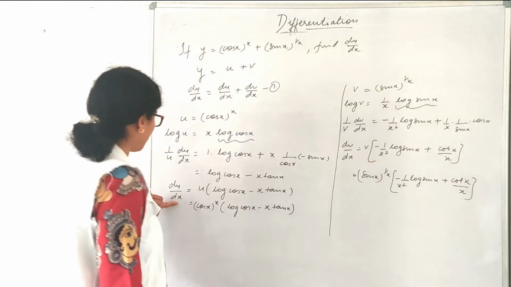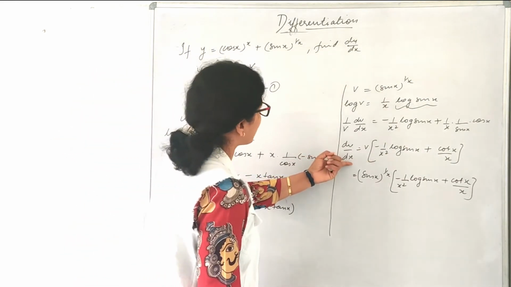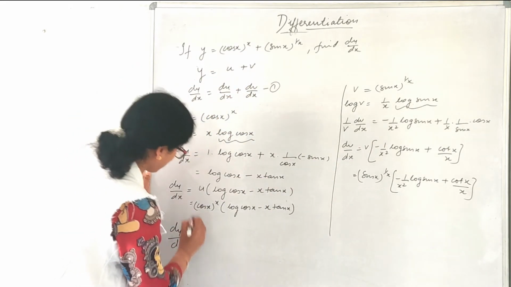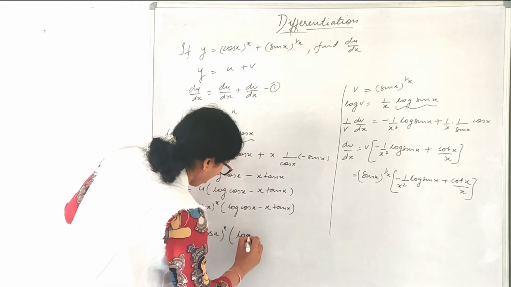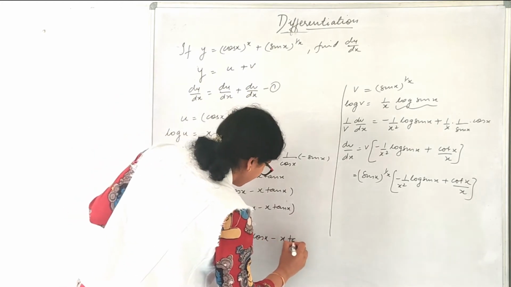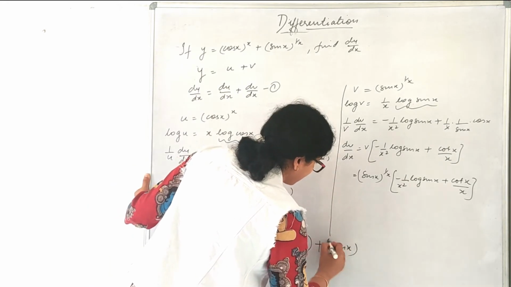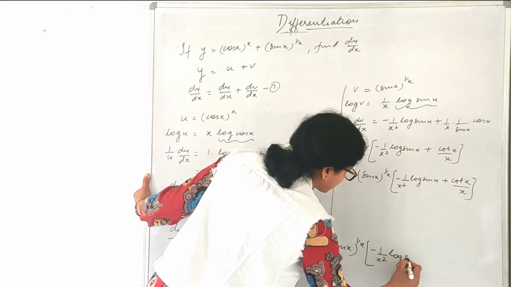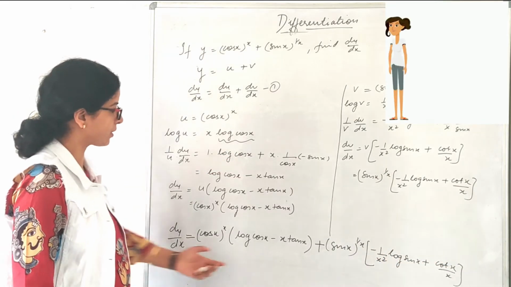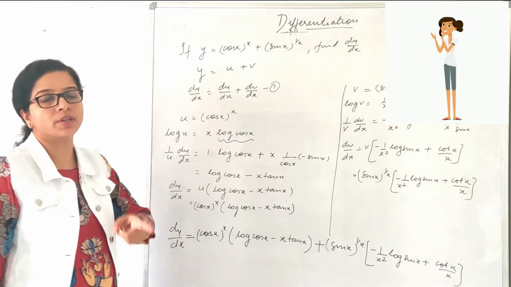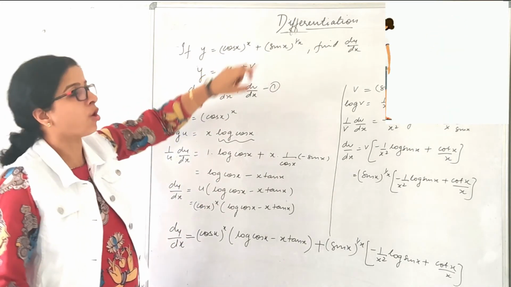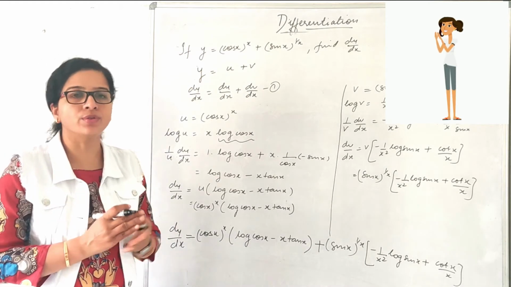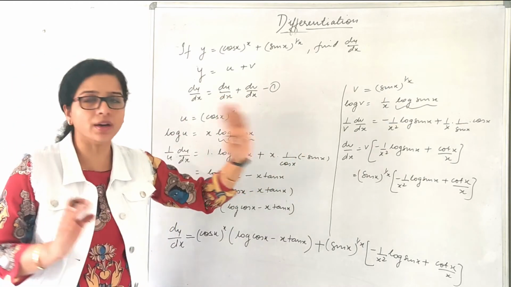Now I have got the value of du by dx as well as dv by dx. I'll substitute in my first equation. So dy by dx equals (cos x) whole to the power x (log cos x minus x tan x) plus (sin x) to the power 1 upon x (minus 1 by x square log sin x plus cot x upon x). So this is your required answer. Always remember students, whenever there is a plus sign or minus sign, you cannot take log directly. You have to solve them separately and substitute the values.